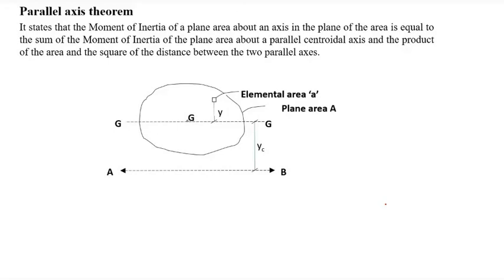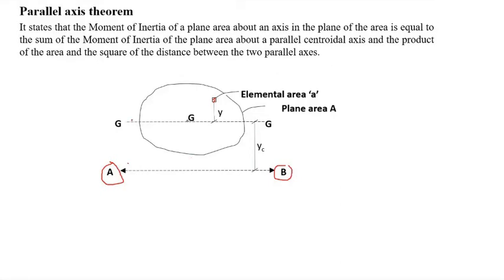So now let us have this figure, where you have this area, and you see here there is a small elemental area which is a. You can consider the total area as capital A. Now there are two axes here. Let us consider some arbitrary axis AB. We need to calculate the moment of inertia about this axis AB, IAB, and that is our objective or aim.